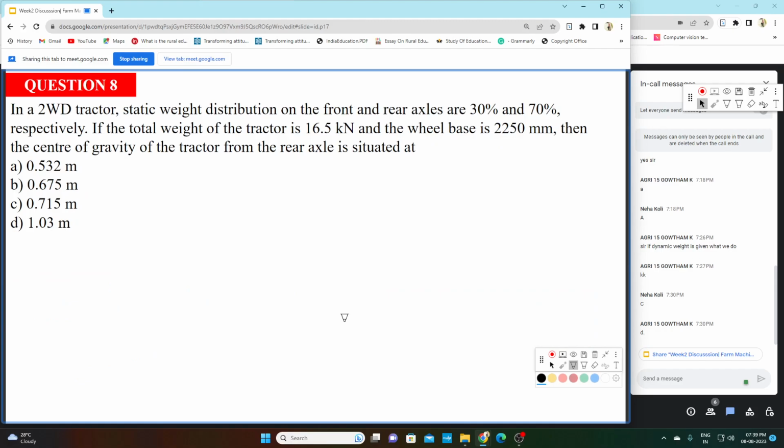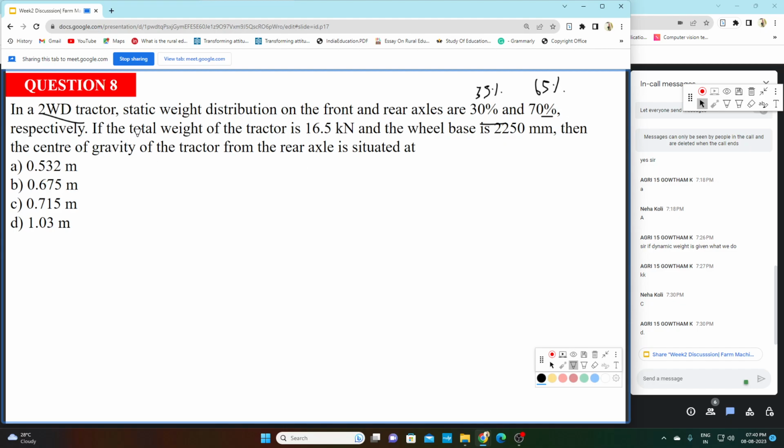Again we have a numerical. In a two-wheel drive tractor, the static weight distribution is given as 30% and 70%. In the previous question I told you 35% and 65%, right? In this question it is given 30% and 70%, so approximately it is equal to 35% and 65%.